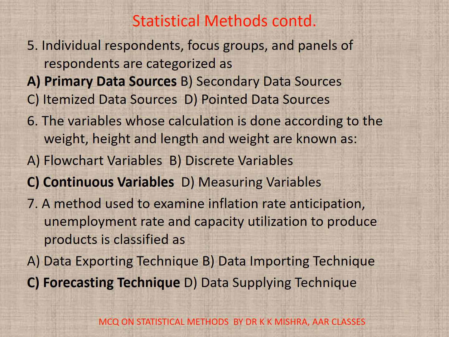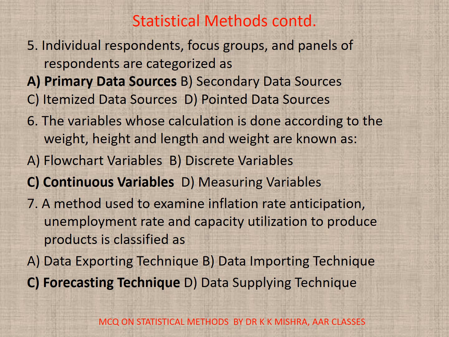5. Individual respondents, focus groups and panels of respondents are categorized as A. Primary data sources, B. Secondary data sources, C. Itemized data sources, or D. Pointed data sources. Correct option is A. Primary data sources.